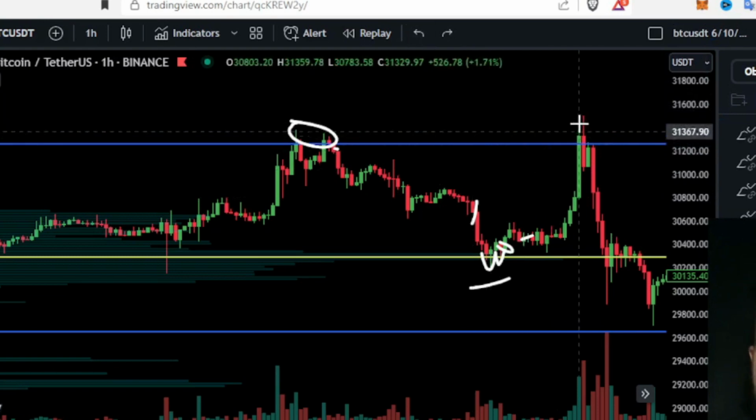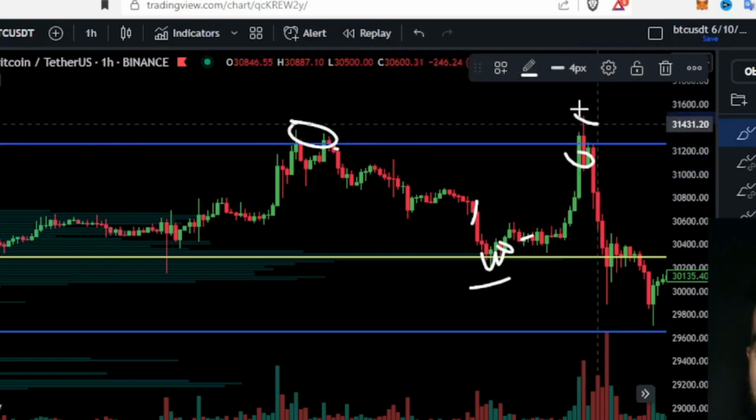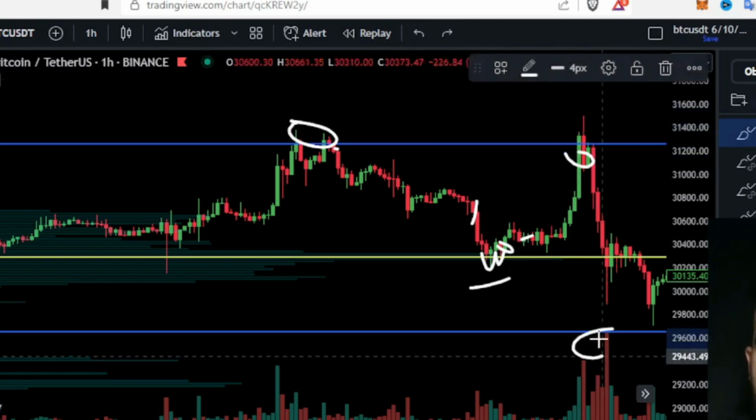Now the second thing is, we can see we hit here, we had a huge red candle going right towards the range again with an SFP, swing failure pattern, with the volume spiking again.